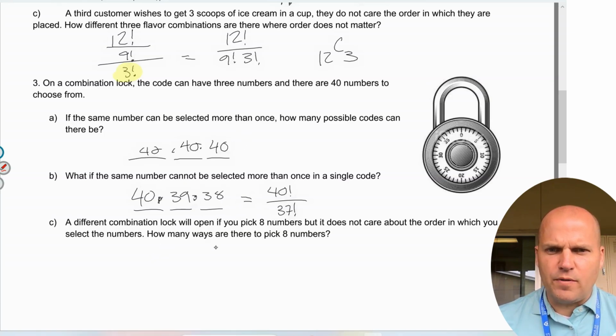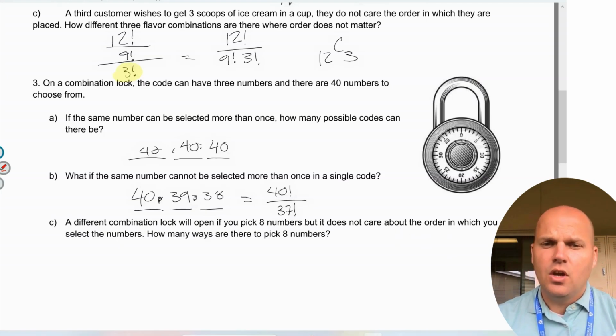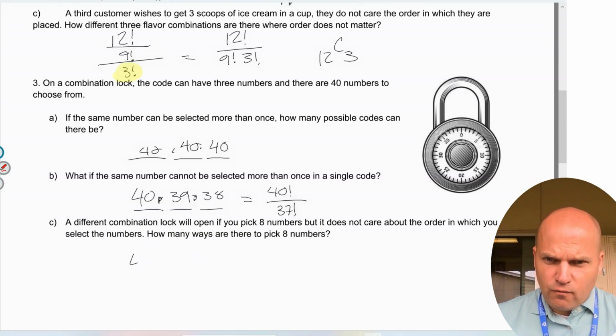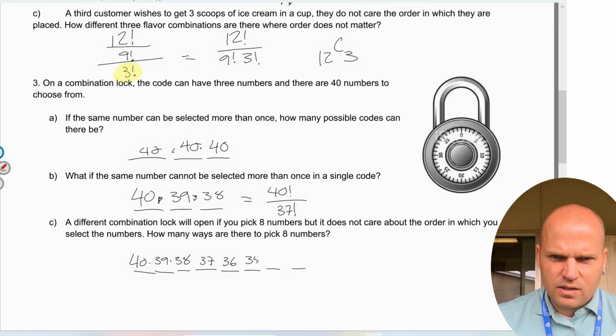A different combination lock will open if you pick 8 numbers, but it does not care about the order in which you select the numbers. Okay, so we will start with 40 times 39 times 38, all the way until we get down to 8 numbers selected. So if I get 8 numbers selected, 1, 2, 3, 4, 5, 6, 7, 8, I'm going to end at actually 33.